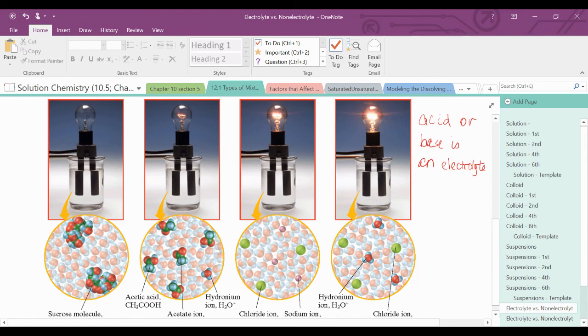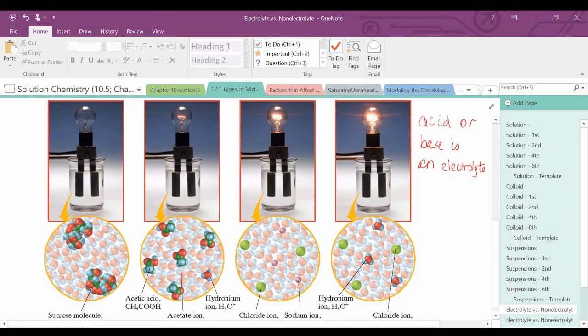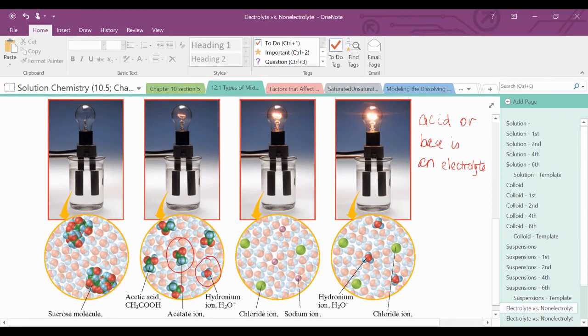So here in my second picture, I have acetic acid, and you can see that you have ions. You have a hydronium ion and you have an acetate ion, and those charged particles are what makes it a conductor. Now, if you also look at it, the light bulb is not as bright as it is with our last two pictures. So that's a clue for another day.